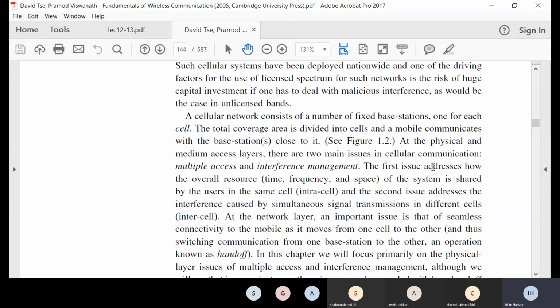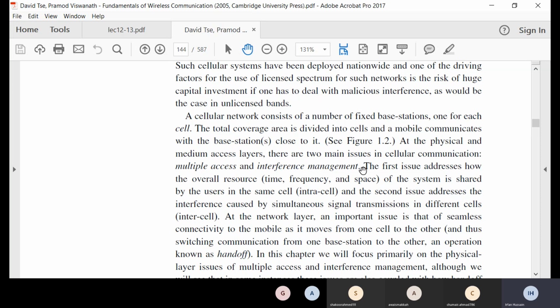Now we know we have the physical layer and the medium access layer. There are two issues. One is multiple access: how can we put so many users in a single system? And second is interference management. If I'm putting so many users, they might share the same time, frequency and space, and might cause interference to one another. How can I handle these two things? This is the main concern of multi-user communication.